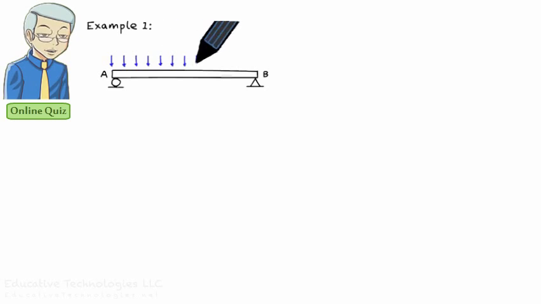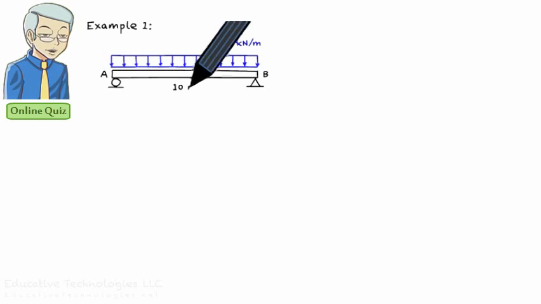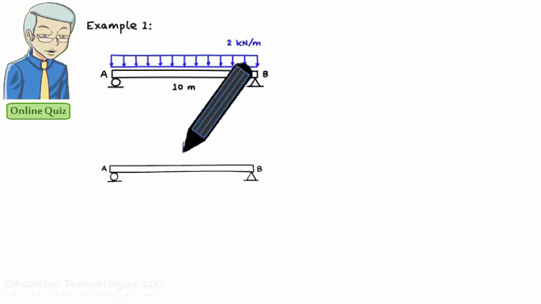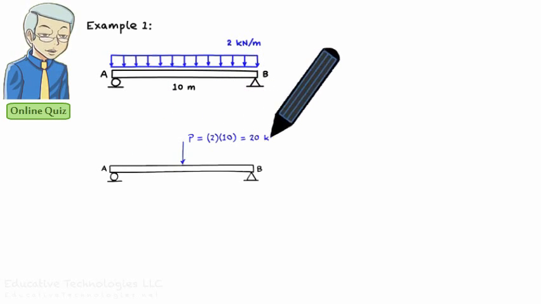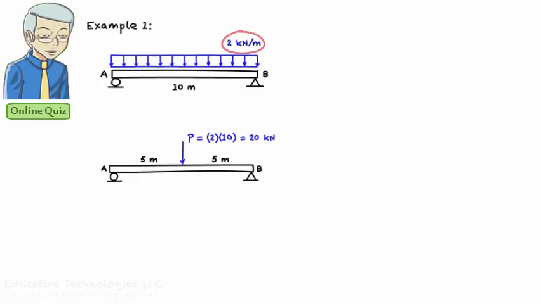Example 1. A beam is subjected to a uniformly distributed load of 2 kilonewtons per meter. What are the support reactions? The beam is 10 meters long. First, let's replace the distributed load with a concentrated load. The magnitude of the equivalent concentrated load equals the area of the rectangle defined by the distributed load. The rectangle has a base of 10 and a height of 2, so its area is 10 times 2, or 20. Note that the unit of this force is kilonewton.